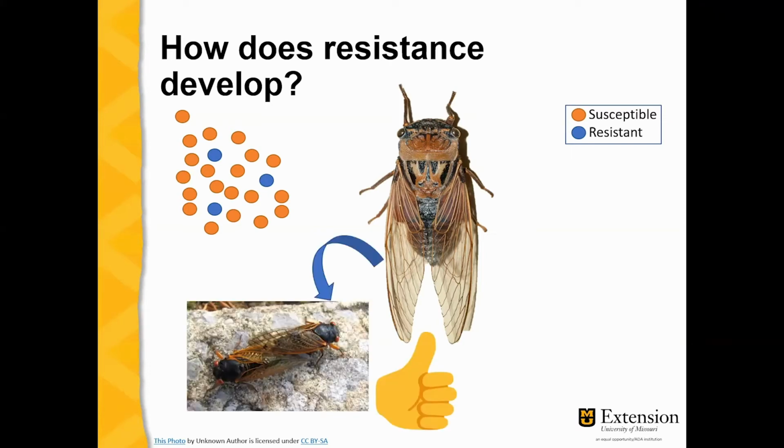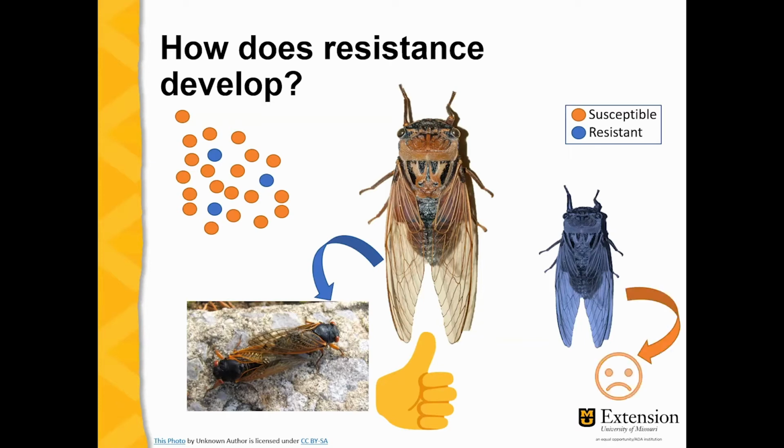Now we have the resistant cicada, the one that's resistant to whatever chemical we're using. This cicada is dedicating part of its resources and energy to develop that resistant molecule, and that means that this cicada is not going to develop as well as the susceptible one. What that means is that this cicada is going to have a lesser chance of reproducing because it's not going to be so attractive under normal circumstances or conditions.